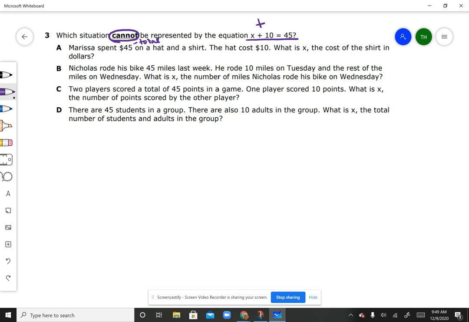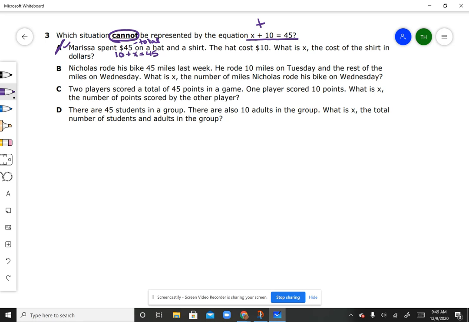Okay. So I know that I could take the cost of my hat, which is $10, and I could add it to the cost of my shirt, which we're going to represent with an X, and 45 would be the total cost. Okay, that's not the equation they gave me, but it is very similar. Does X plus 10 and 10 plus X mean the same thing? Yes, they do. Okay, so I know A can be represented, so I know this is not my answer because that situation works out to that equation.